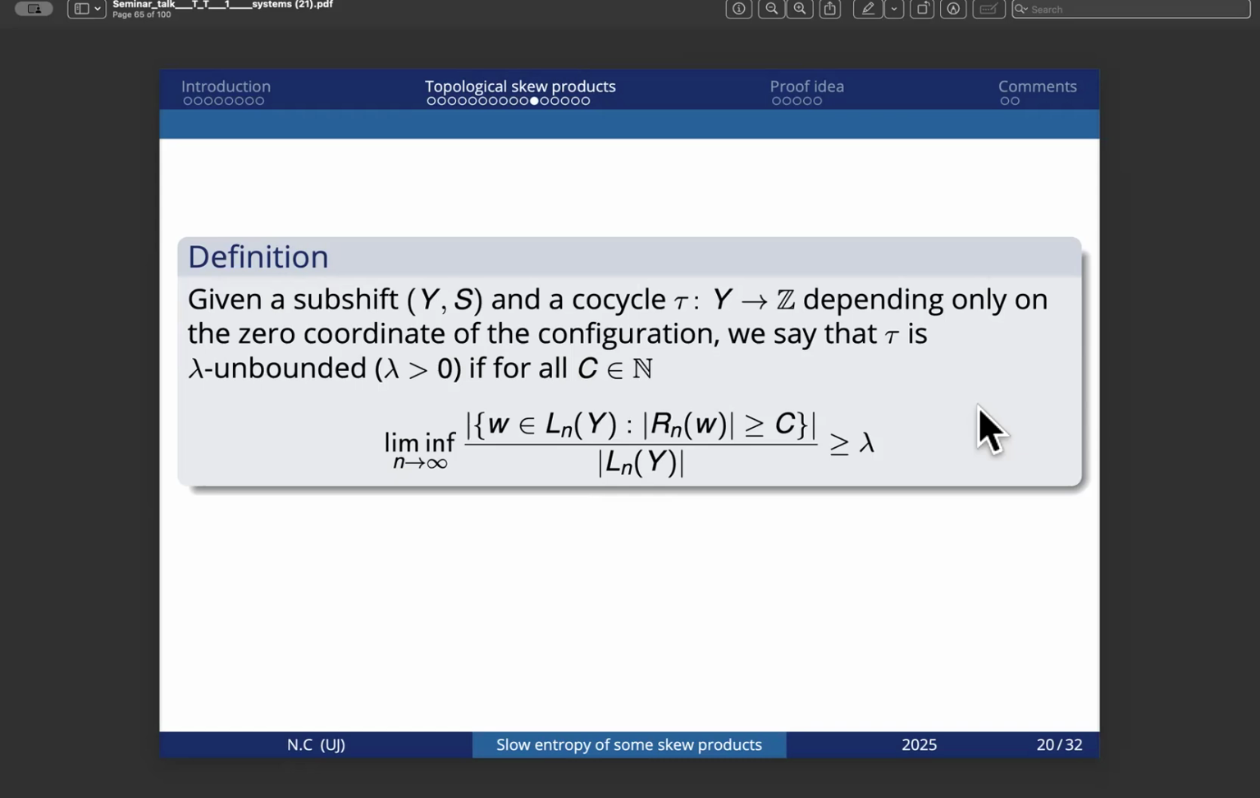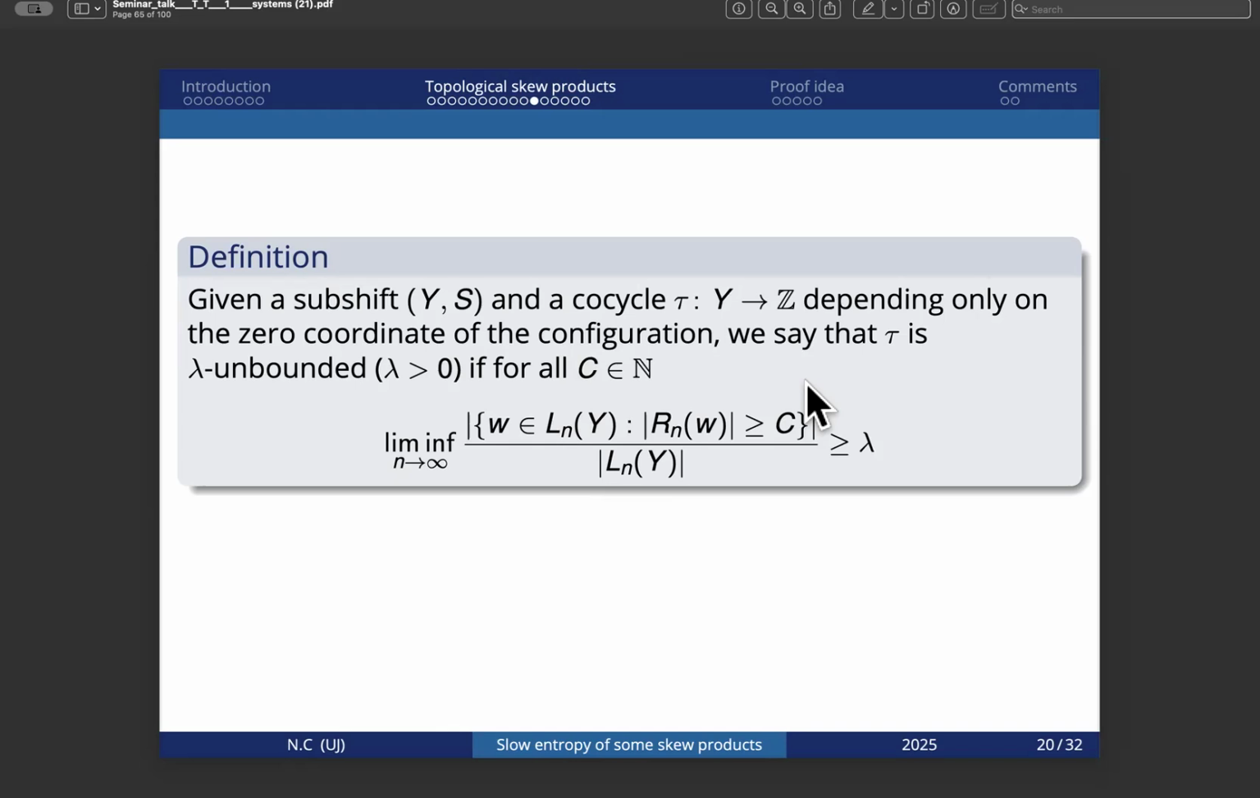Yeah, sorry. So you fix C, and you can fix a ball of radius C, and then you can say that for most y's, the random walk escapes that ball, but that most refers to: you cut the configurations to length n, and then you look at the proportion of words such that the configurations have that property.